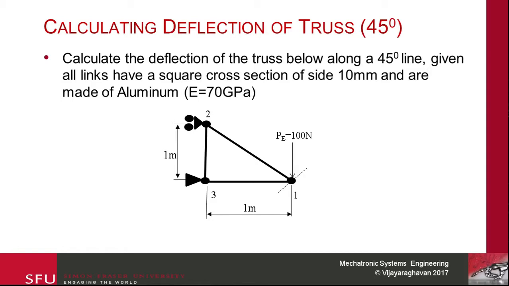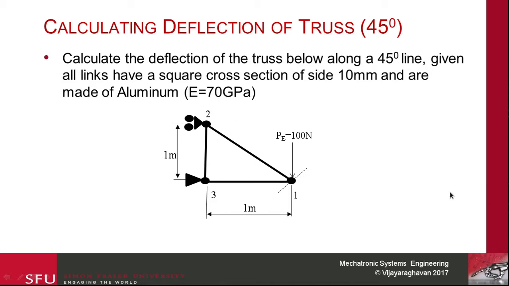So this is the problem statement. We're going to try to calculate the truss given below. We want to figure out the displacement along a 45-degree line. The external force is 100 Newton, and we have these two links, 1 meter long each, and the material is aluminum, 70 gigapascal. We're going to assume each cross section is 10 millimeters.